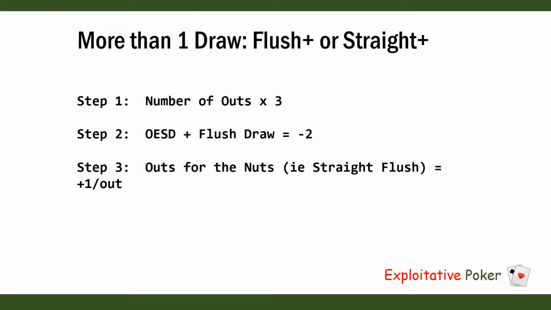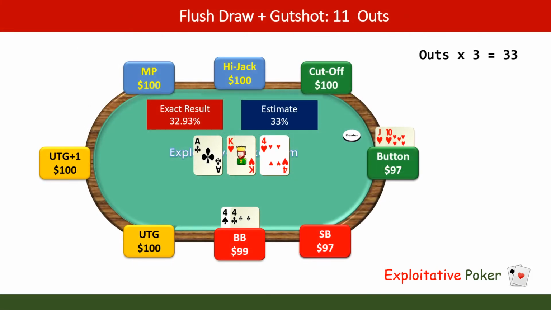So just a reminder, this is the formula for estimating multiple draws. I've covered this in detail in the previous video. So this is a gut shot with a flush draw. There are only 11 outs and not 12 for the button because the ace of hearts will pair the board.